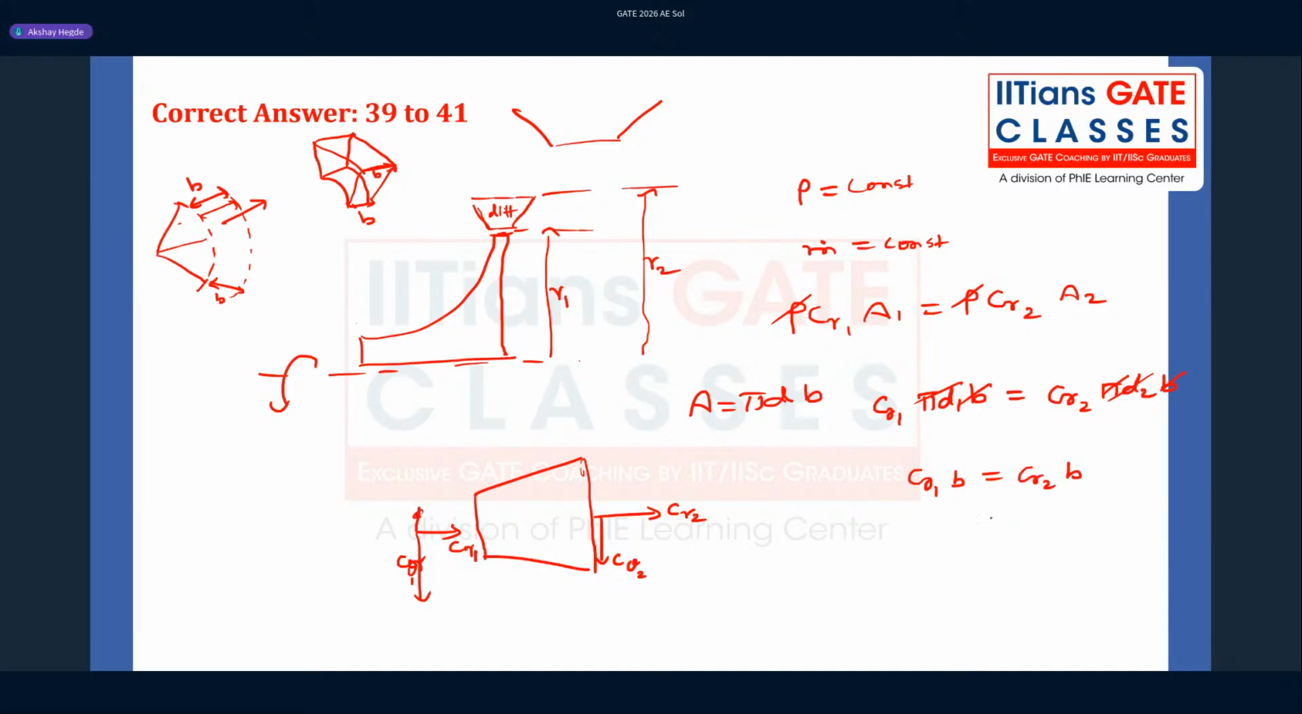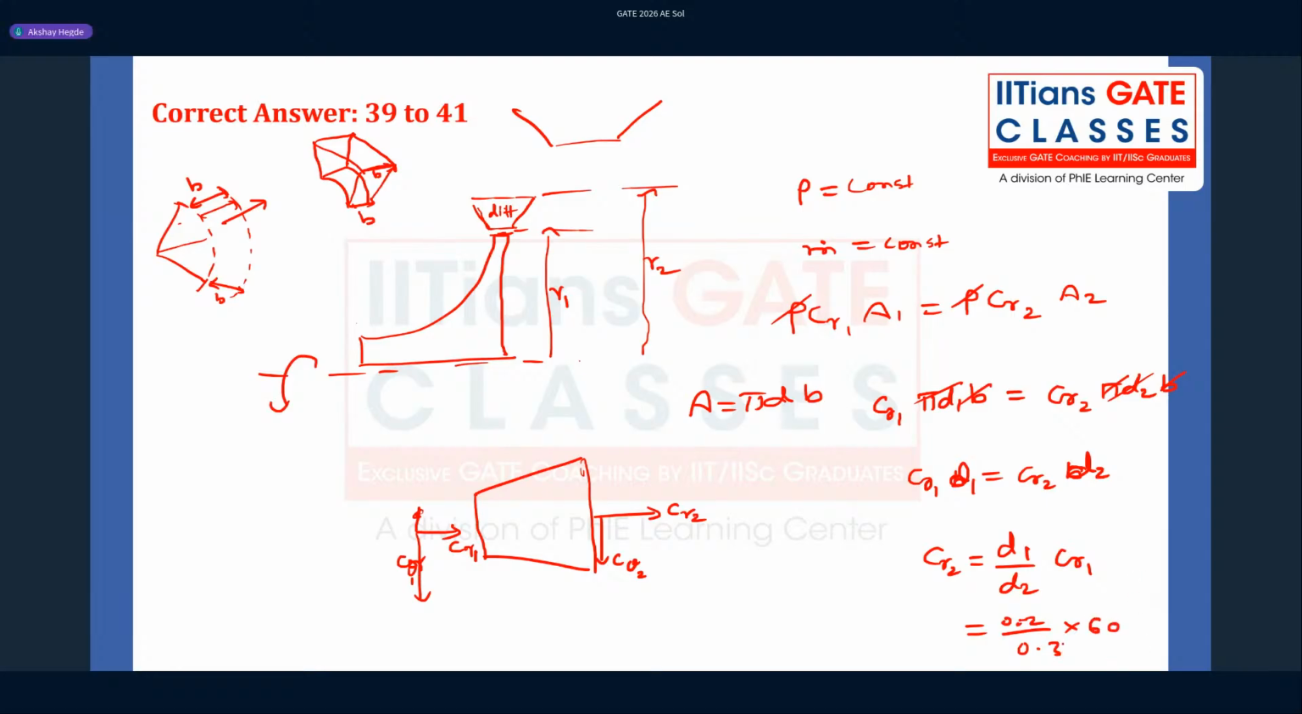So now it is straightforward. All we have to calculate is what is CR2. CR1 d1 is equal to CR2 d2, right? b is constant. So now CR2 is going to be d1 by d2 times CR1. So now you put everything that you have. d1 is 0.2 divided by 0.3 multiplied with CR1. CR1 is given in the velocity vector, so that is 60 meter per second.